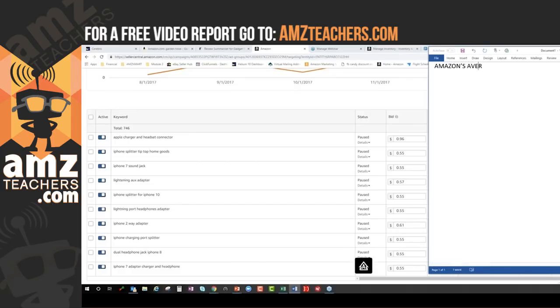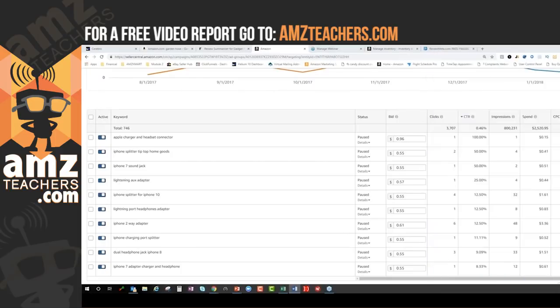Amazon's average click-through rate is 0.36%. That's the average for Amazon, right? Which means there's a lot lower, a lot higher, but don't get that confused with conversion rate, which is approximately 10%. So 0.36% is the average. You should always know what your average is for that campaign. My average for that campaign is 0.46%.